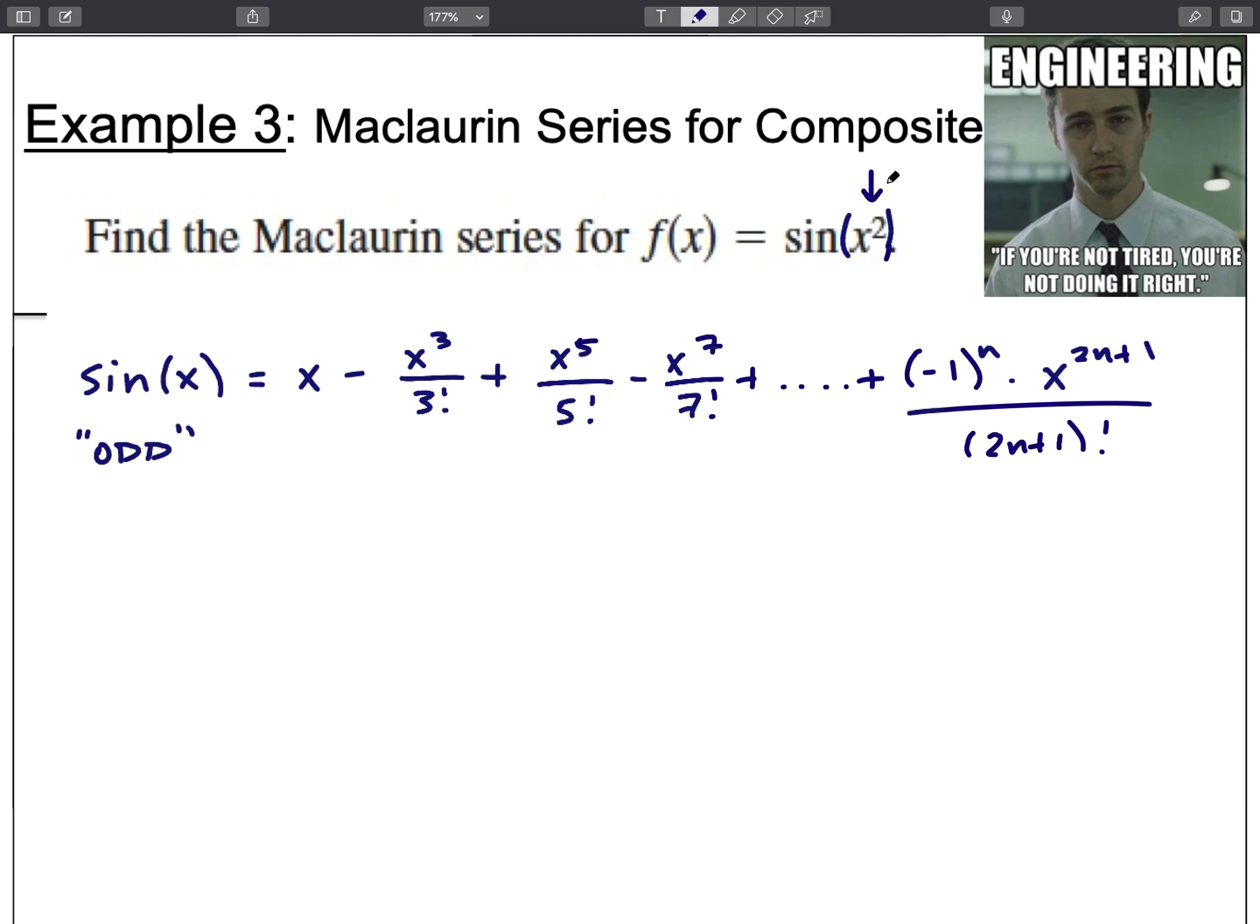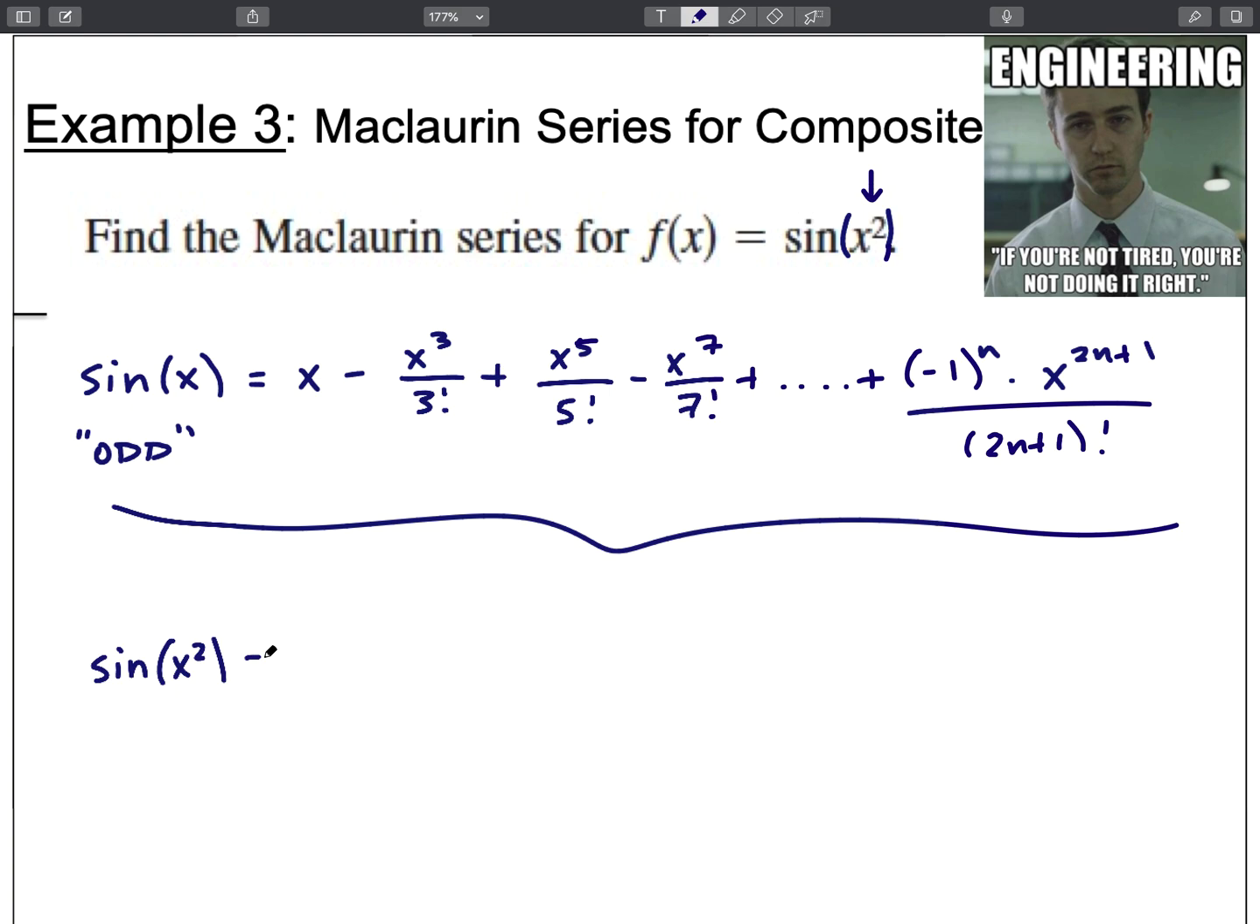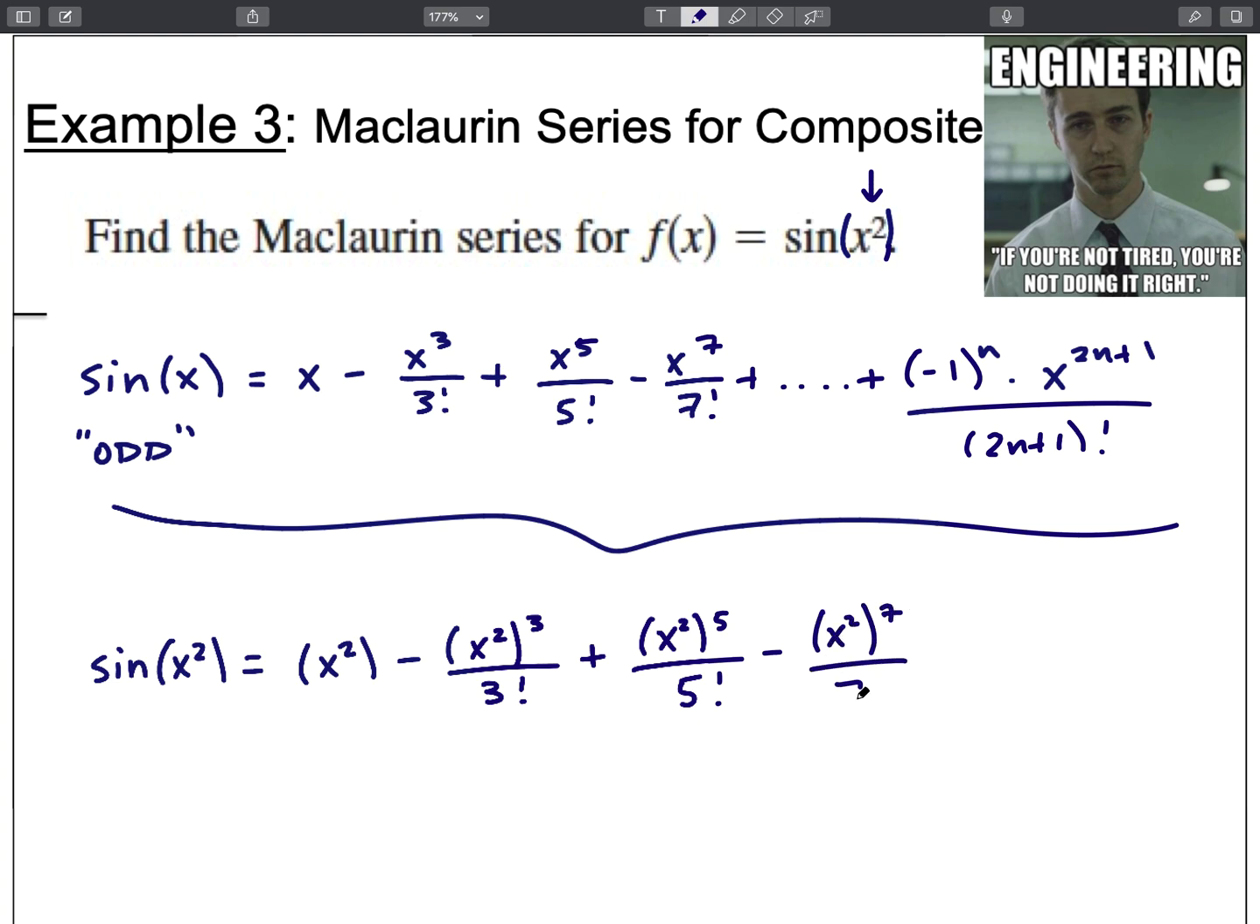The cool part about this shortcut is that if we know that sine is odd and it has these terms right here, then to find sine of x squared, all we have to do is replace the x with x squared for every term where we see x. So this first one is just x, so I would replace it with x squared. In the next term, I replace x with x squared, raised to the 3rd power, over 3 factorial, plus x squared raised to the 5th, all over 5 factorial, and then minus x squared to the 7th, all over 7 factorial.